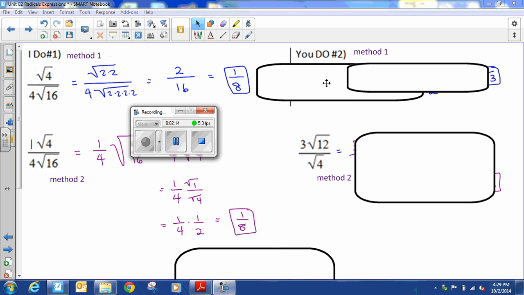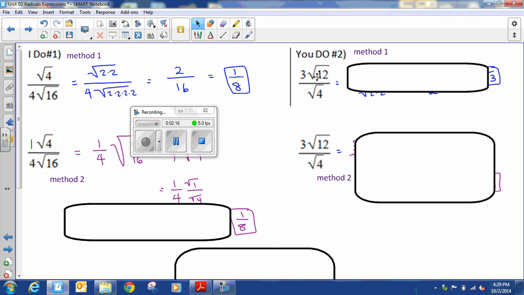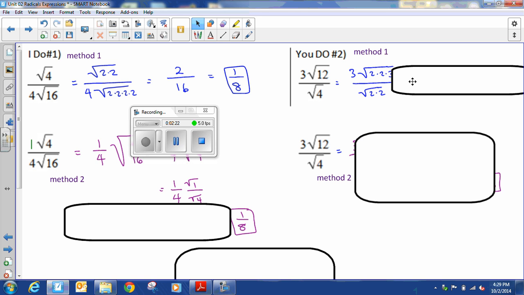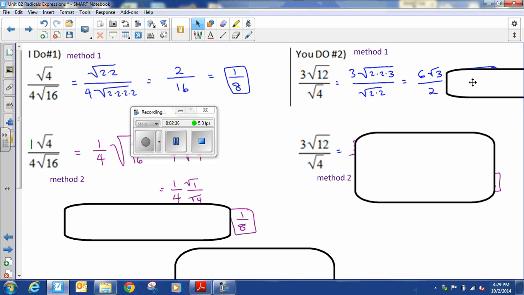You do number 2. Here we have 3 radical 12 divided by radical 4. Method 1, factor out the radicands. As you can see, the 2 comes out. 3 times 2 is 6. We have 6 radical 3 over 2. 6 over 2 is 3. Radical 3 stays. So we have 3 radical 3.